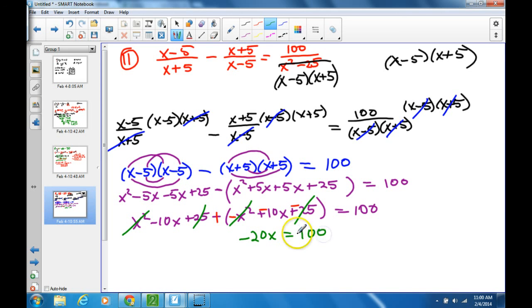Wait, how did negative x squared cancel out with a regular x squared? A positive x squared does not cancel out. Yeah, it does because we have this negative sign. We are subtracting this whole second polynomial. Okay, so we're left with this, and if we solve by dividing both sides by negative 20, we have x equals negative 5.